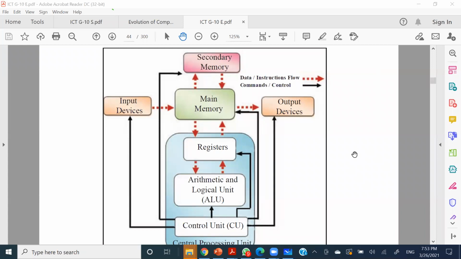Once you have these instructions in the registers, these registers will send that instruction to the ALU, and then the ALU will execute that, right? It can execute in two different ways: one way is the arithmetical manner, or the other way is the logical manner. It depends on the instruction that it received.